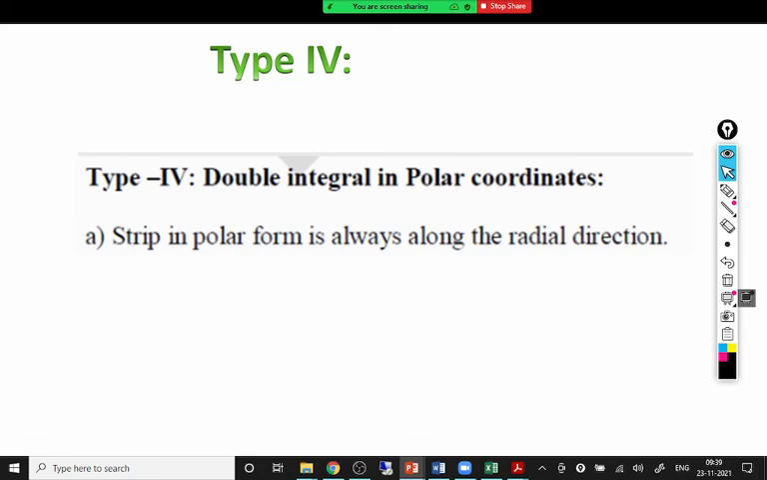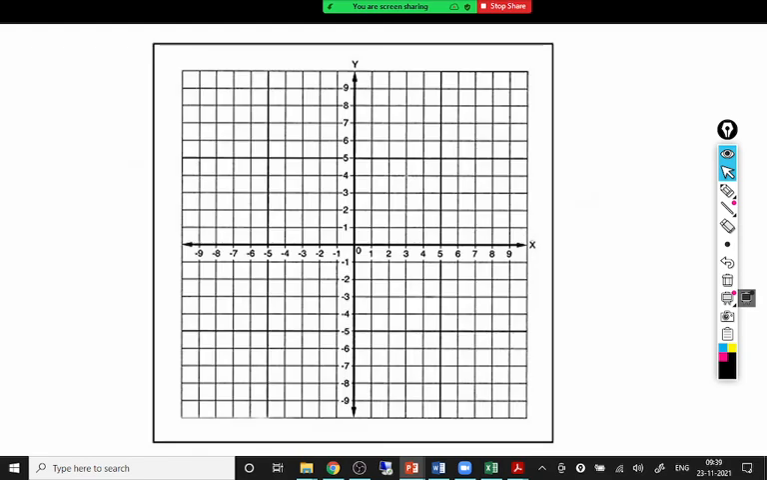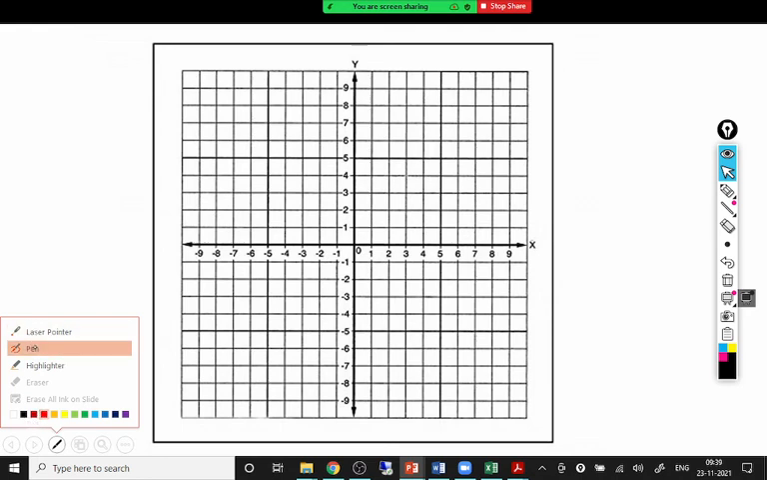Okay, so we'll start here. Type 4. Type 4 is now evaluating the double integral in polar coordinates. So the strip position in polar coordinates is a little different, that we'll discuss with an example. But first, let us see the difference between Cartesian and polar coordinates.